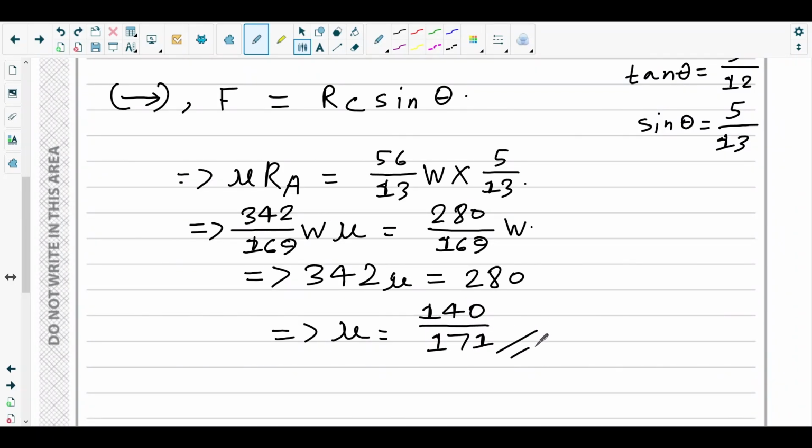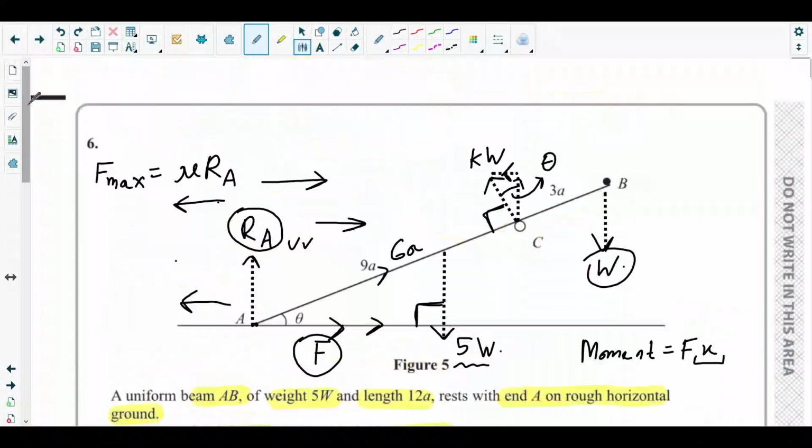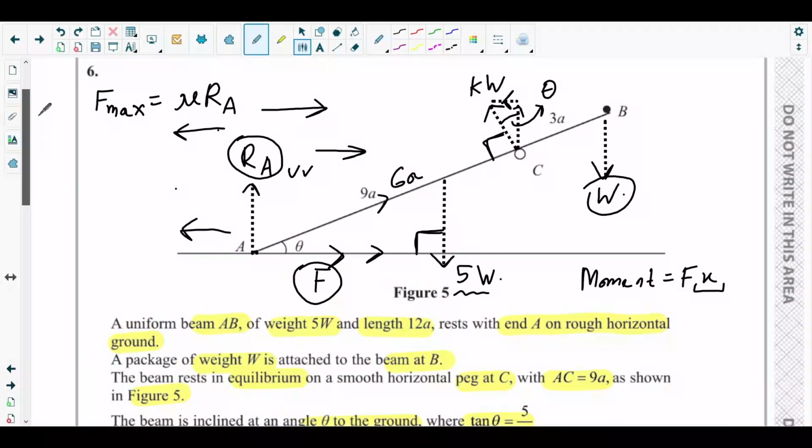140/171. That's the exact value for the coefficient of friction between the ground and the beam at the point A. That is 140/171. And that's the answer for part B of question number 6.